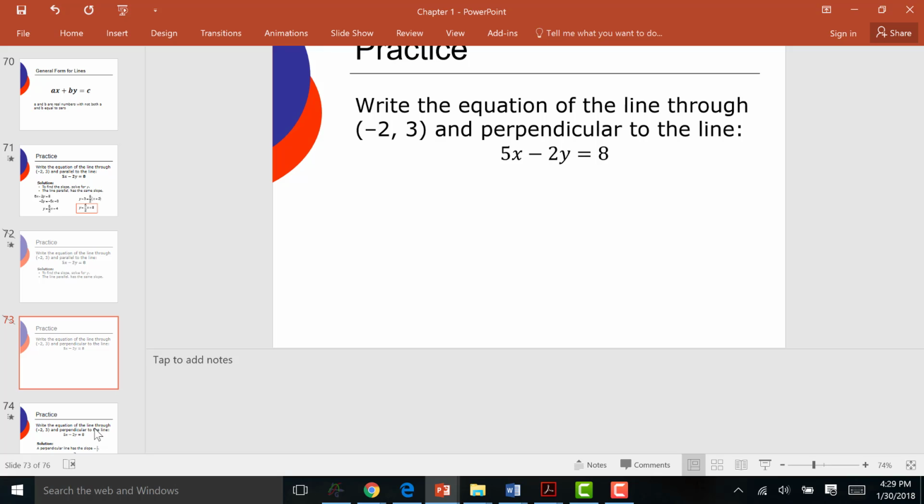Are you going to have to use y minus y1 equals m times x minus x1 as long as it says write an equation? Yes. Yes. Yes. I'm sorry. Go ahead.